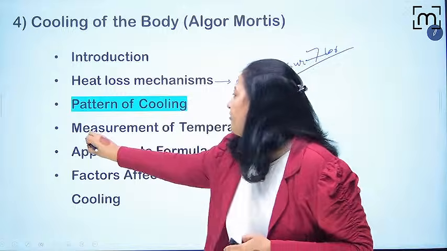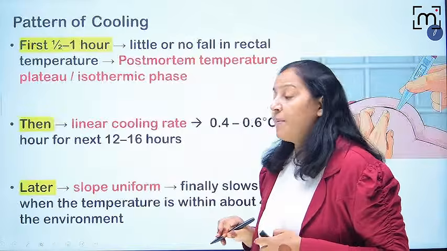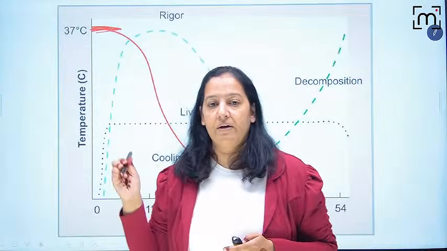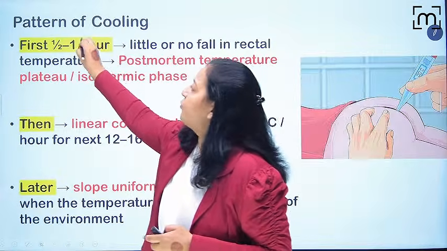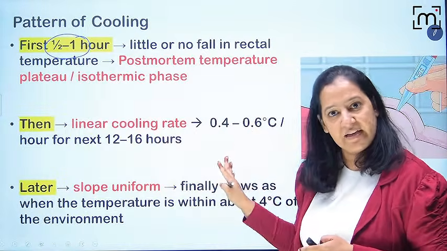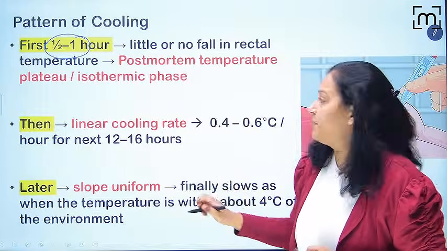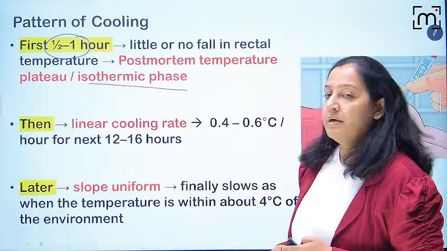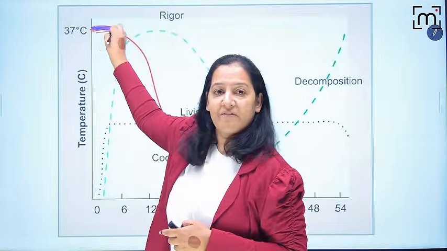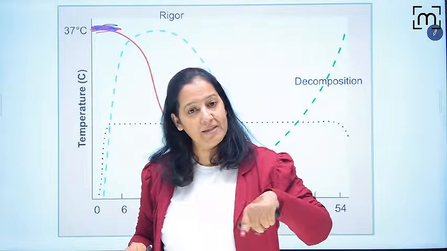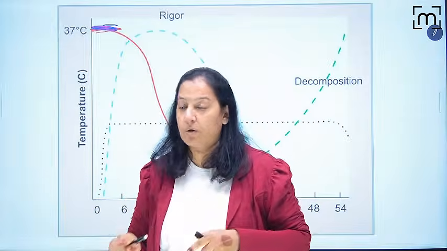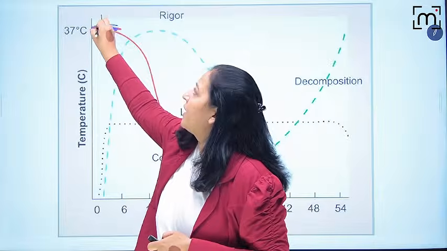Okay, now coming to the graph, the pattern of cooling. How to draw this graph? Initially, in the first half hour to 1 hour, the temperature is the same. It is a plateau, 37 degrees Celsius, normal human body temperature. It is known as the isothermic phase, or the plateau. You know the reason. On one hand, the body is losing heat. On the other hand, the body is generating heat. Both things cancel each other out. So initially, half hour to 1 hour, you can say.